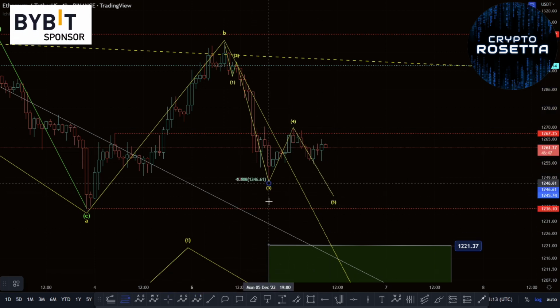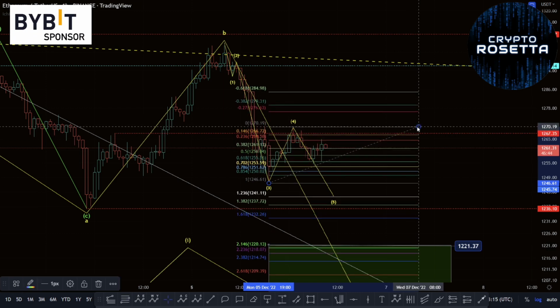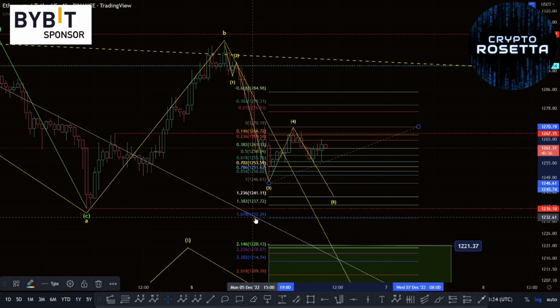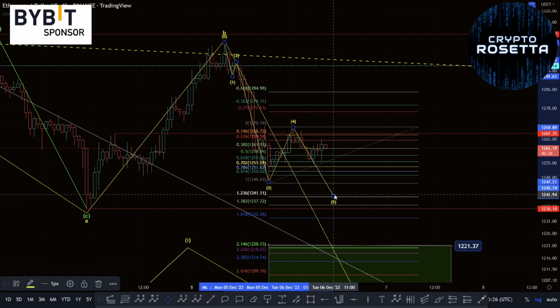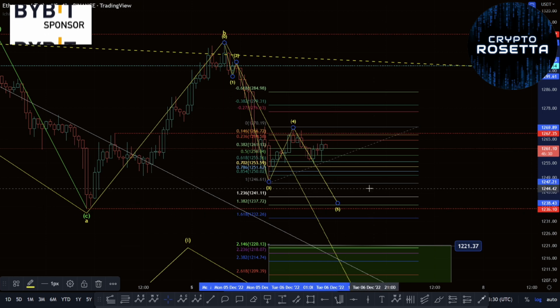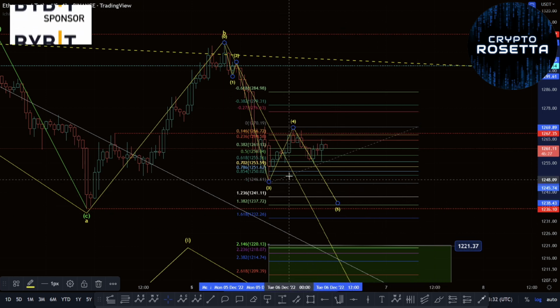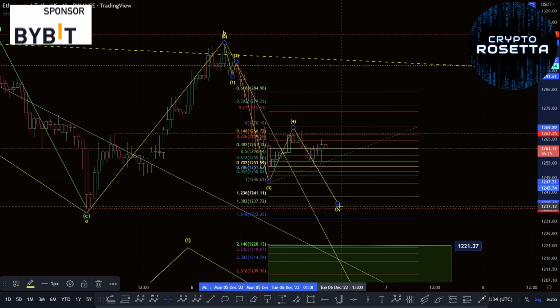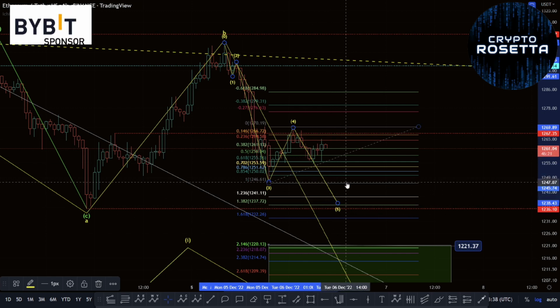If that does happen, then we'd be looking to target this area of 1,241 to 1,232. Sorry, it's early. I need more coffee. Basically, we'll be looking to move down into that region if we have an additional fifth wave here into this low point.